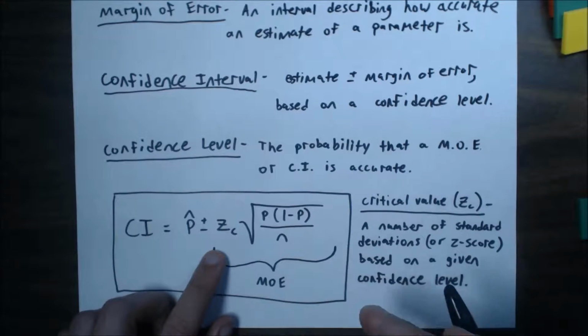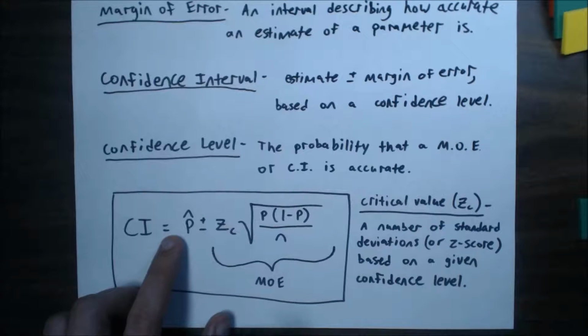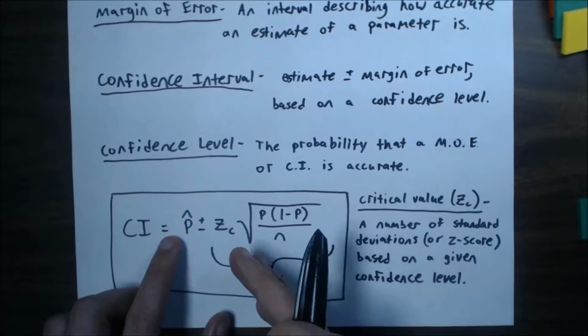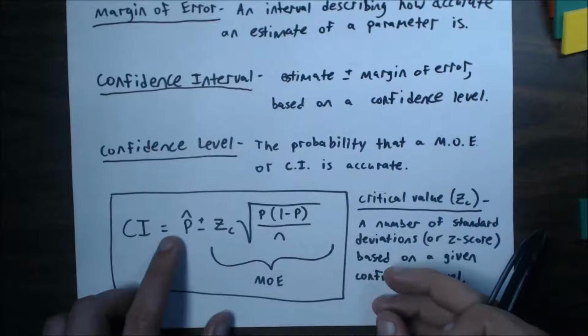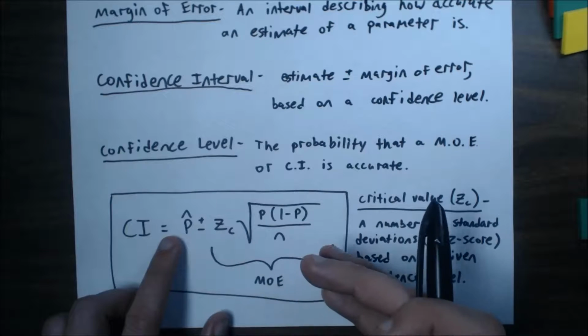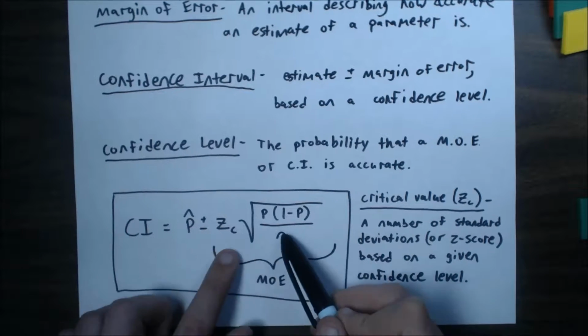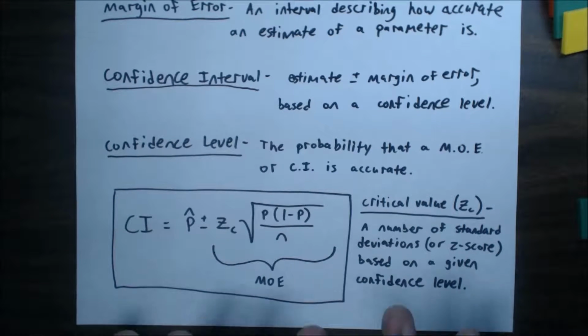plus or minus whatever the margin of error is. Maybe the margin of error is 3%. So it'd be 65% plus or minus 3%. That might be my margin of error. And then I would also have assigned to that some confidence level. I might say I'm 95% certain that the population proportion is 65% plus or minus 3%. That's kind of how it's used. We're going to look at an example in a minute.